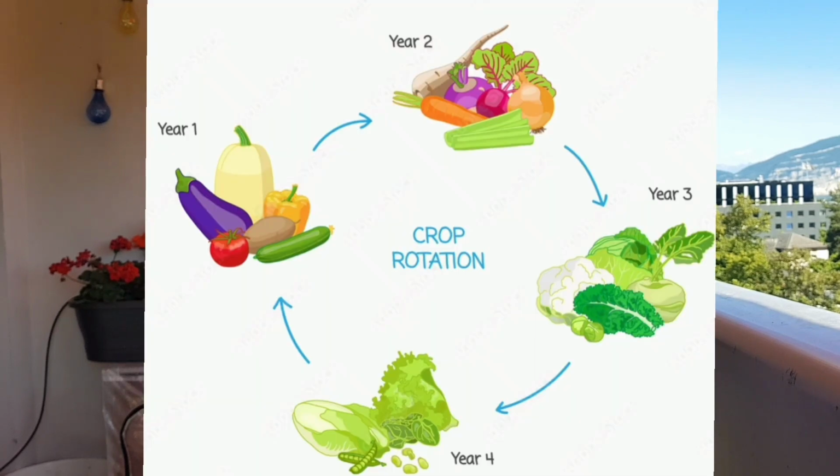Crop rotation basically means that in the same place you don't grow plants from the same family 2 years, 3 years, several years in a row. Usually it works very well for soil-borne pathogens, and many pathogens are very specific to a specific family of plants.